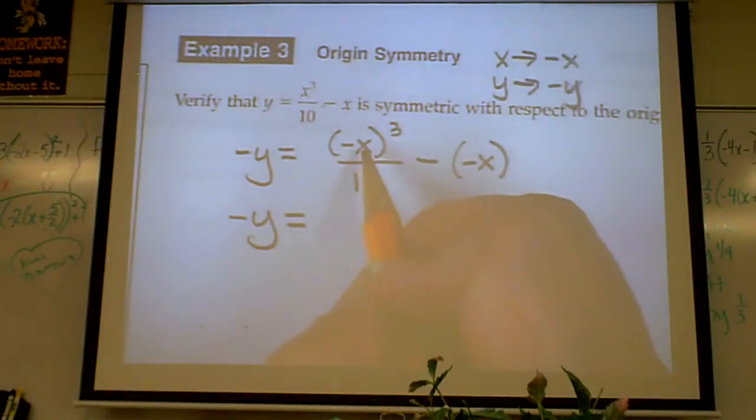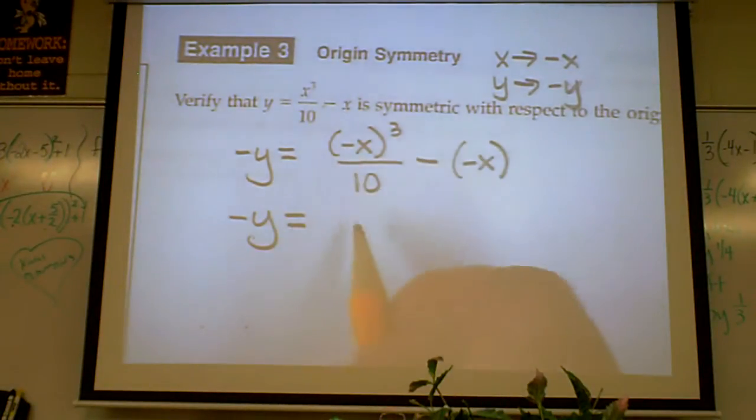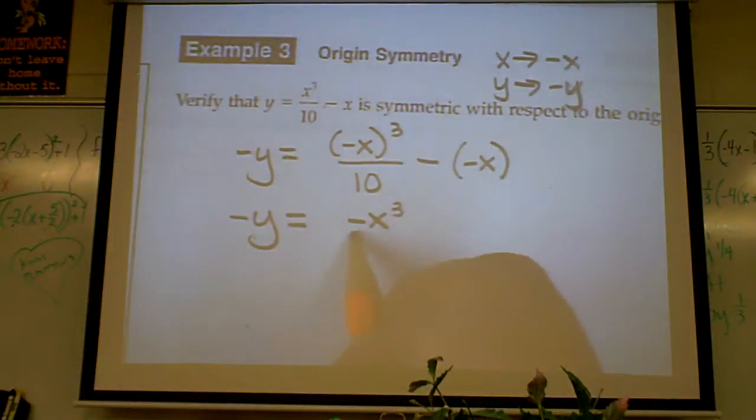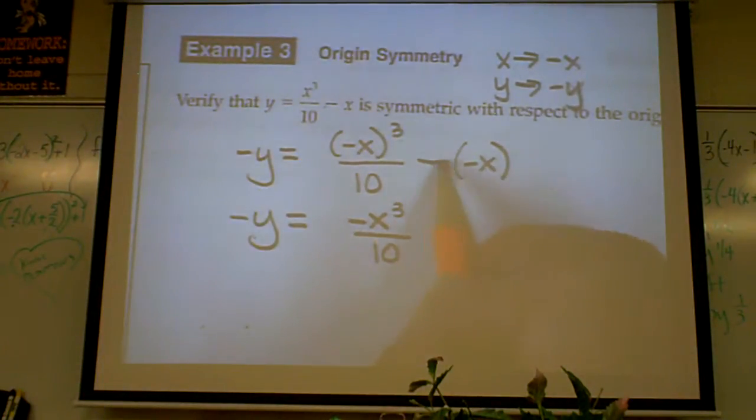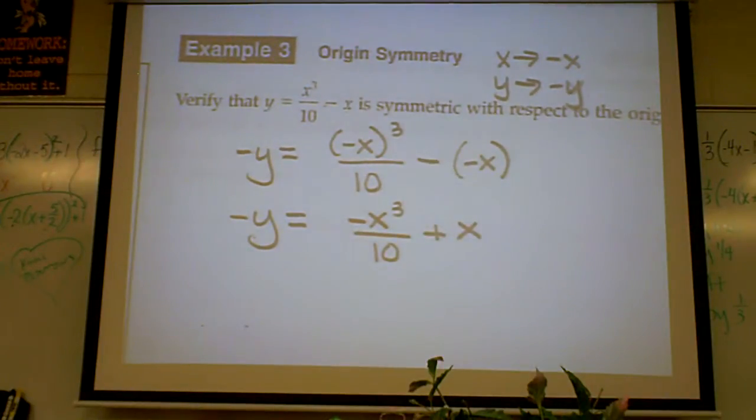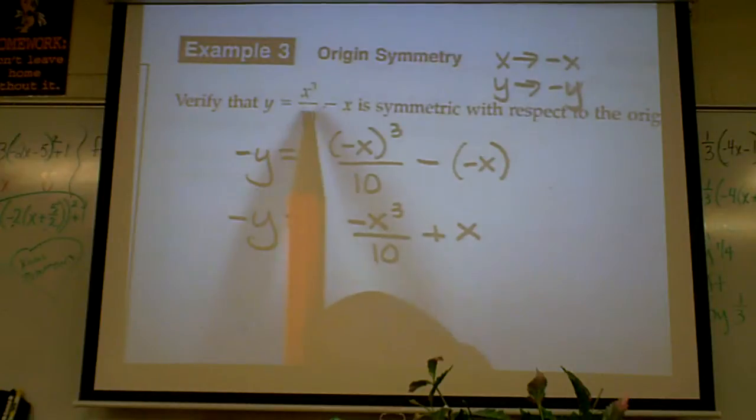What's a negative number multiplied 3 times? Is it going to be negative or positive? And what about these two? What's going to happen? So I simplified my problem. Does it look the same as that?